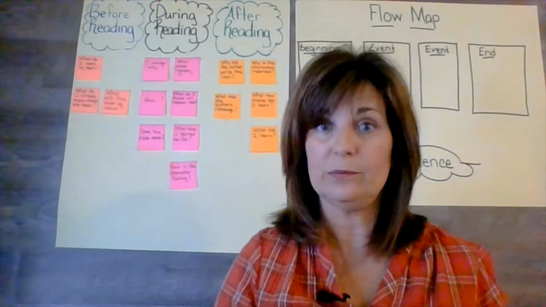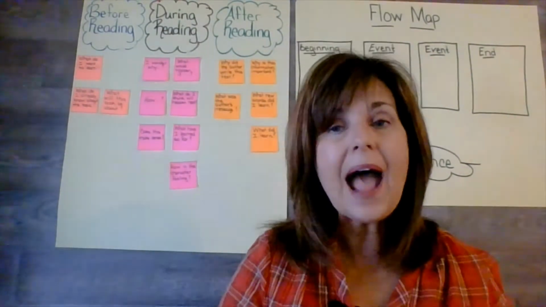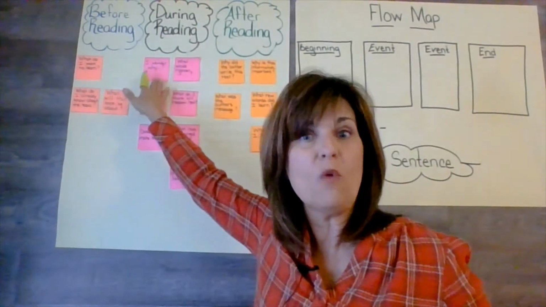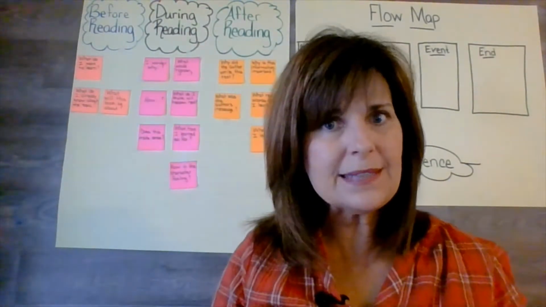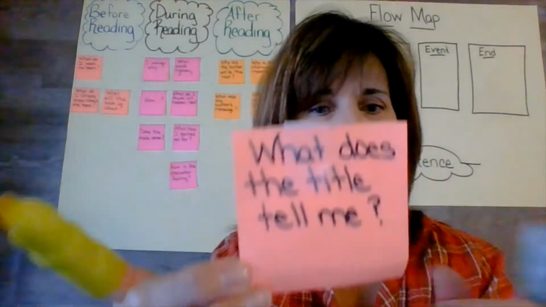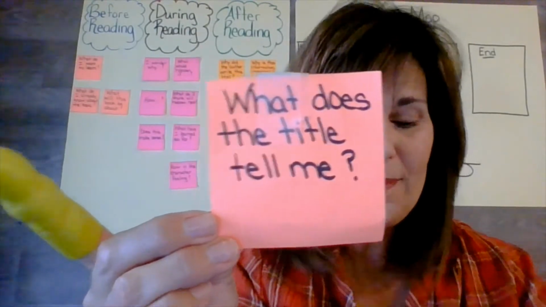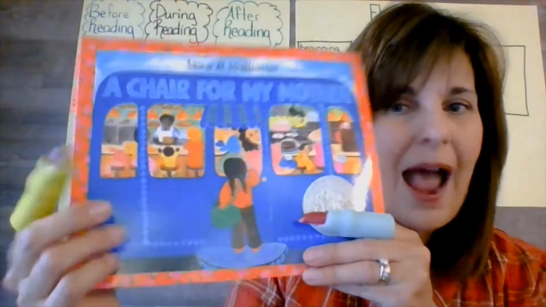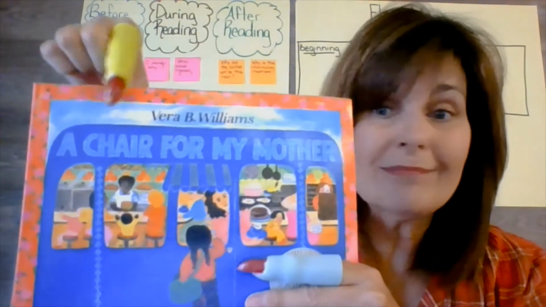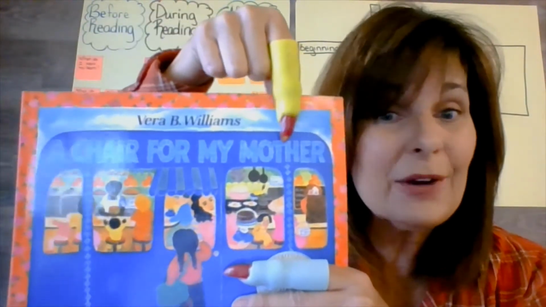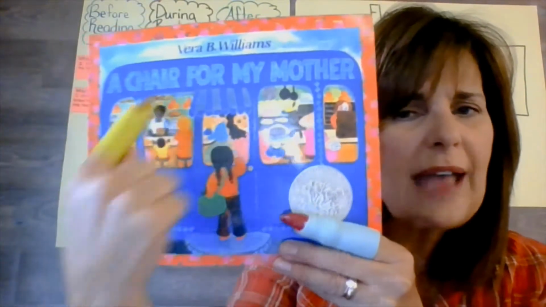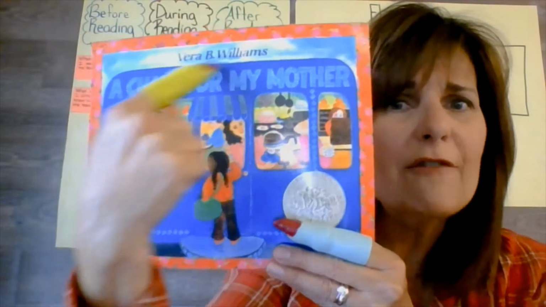Now, for our book today, I have chosen one question from each of my columns here, before, during, and after. So let's think about that before question that I chose. What does the title tell me? Well, let's take a look. So the title is A Chair for My Mother. So I am thinking a chair is important, and one of the characters is going to be the mom or the mother. Now, I also want to look at the illustrations on that front cover.